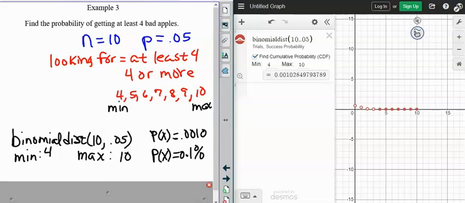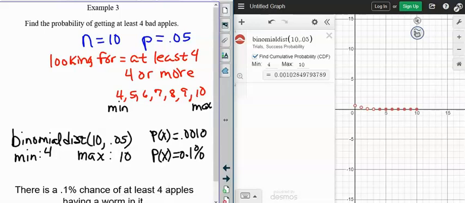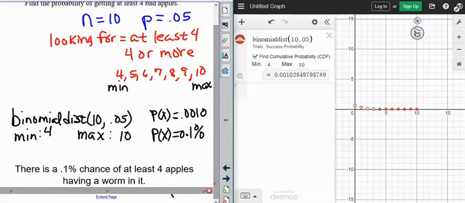So, sorry about that. There we go. We're saying here that there's a 0.1, 1/10% chance of at least 4 apples having a worm in it. So pretty much that's not going to happen. So having no more than 3 apples with worms in it, that's pretty much good right there. So it's going to be either 3 or less. That was from example 2.